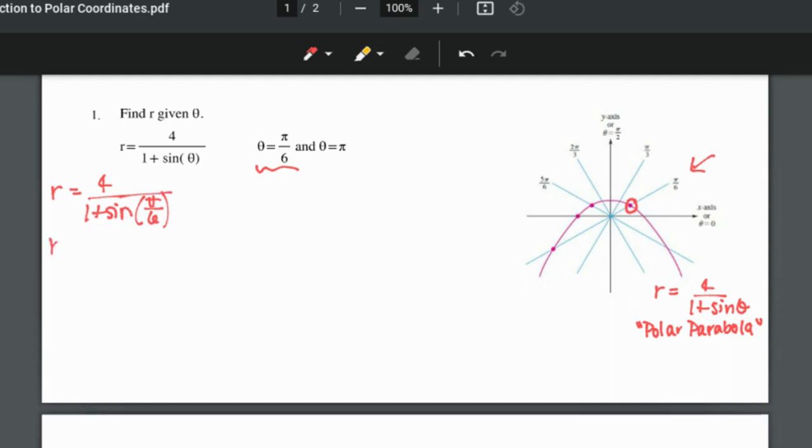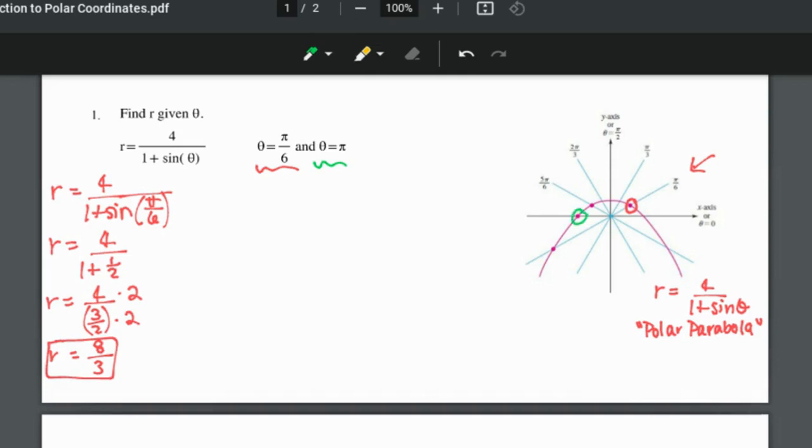So you should be thinking of your unit circle when we figure out what is sine of pi over 6. And so sine of pi over 6 is equal to 1/2. And then 1 plus 1/2 is equal to 3/2. And now you just need to simplify. So if I were to multiply by 2 over 2, that would give me 8 over 3, and then that's my r value.